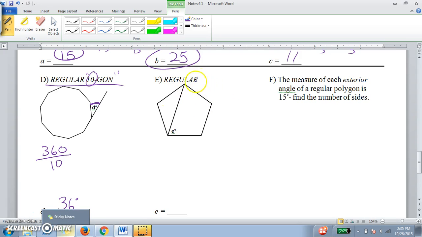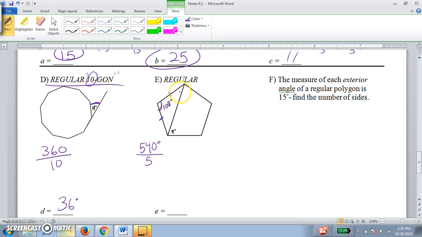Here, this is a regular shape. So if I want to find each interior angle, there's 5 sides. So we know from the front page that there are 540 degrees total in a 5-sided shape. So to find one angle, I just divide that by 5. And that gives me 108 degrees right here.